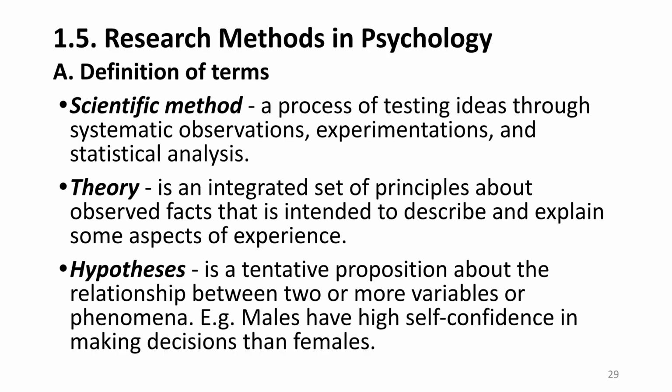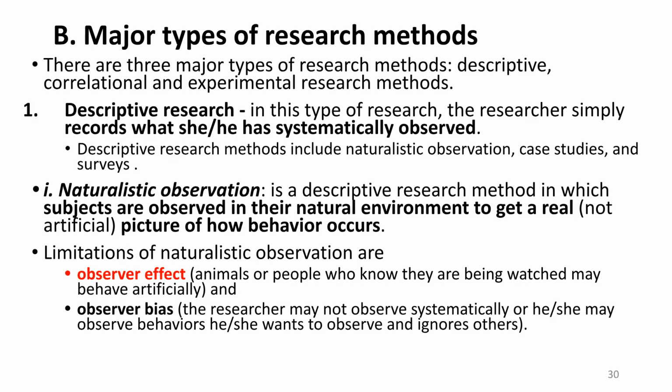The scientific method is the process of testing ideas through observations and analysis. A theory is a set of principles explaining observed facts. A hypothesis is a tentative proposition about the relationship between two or more variables. There are three major types of research methods: descriptive, correlational, and experimental.